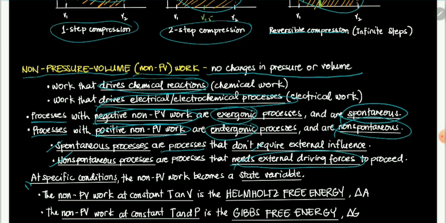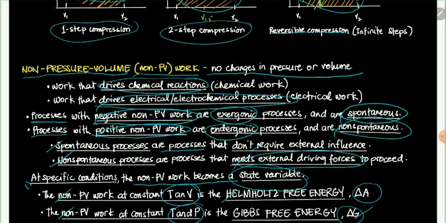So at specific conditions, the non-PV work becomes a state variable. Kasi yung non-PV work in general, okay, depende pa rin kung ano yung constant, yung pressure ba, or yung volume, or yung temperature and pressure, or temperature and volume, etc. So may manner pa rin. Okay, nakadepende pa rin dun sa manner ng work or sa manner ng process kung paano nag-change yung value ng work. Okay? So the non-PV work at constant temperature and volume is called the Helmholtz free energy or the delta A. Okay? While the non-PV work at constant temperature and pressure is the Gibbs free energy delta G.